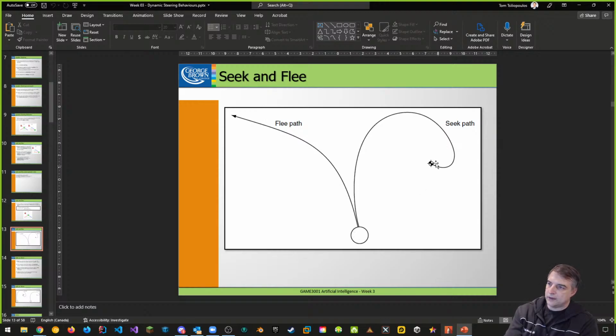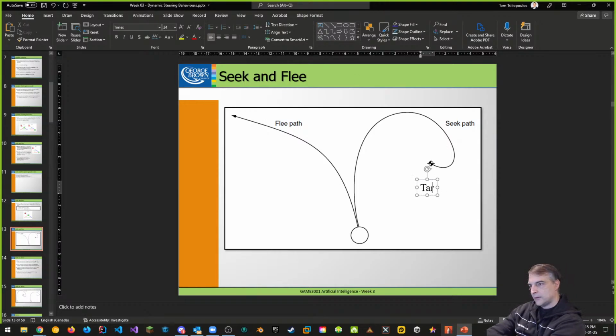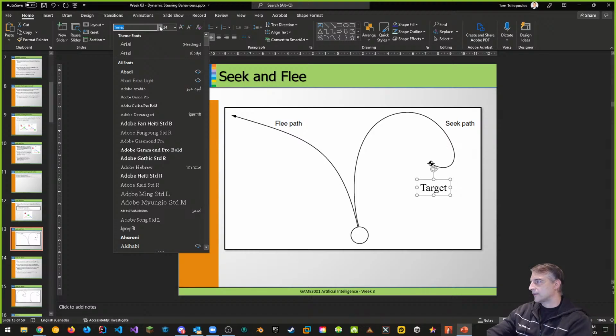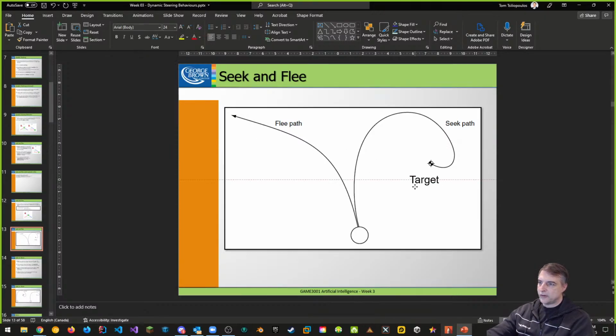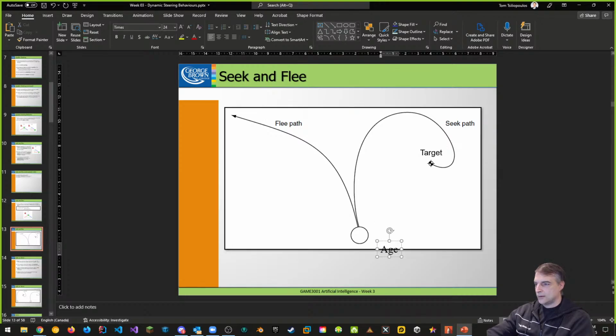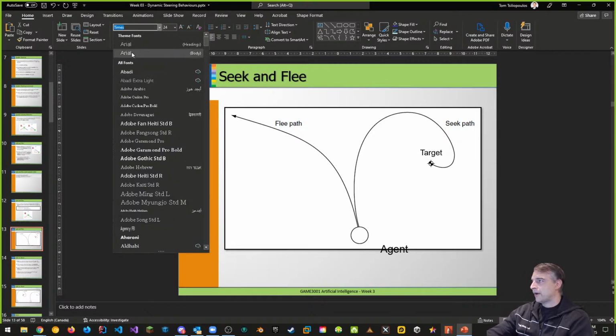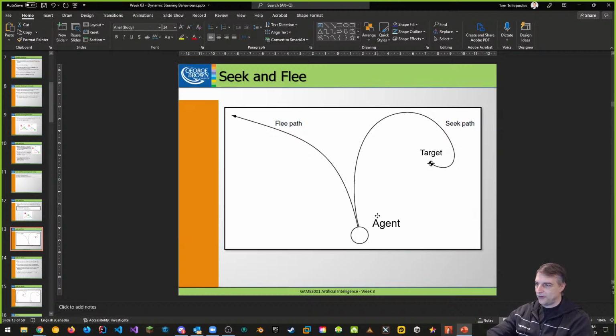So if this is the target, let's just mark that again. Let's put a target there. And let's see if we can use a better font, because that's an ugly font. We'll use the same font family that we've been using before. So here's our target. And this is our autonomous character, so that's our agent. We also call the autonomous characters agents. And again, we can use the same Arial font. There's our agent.